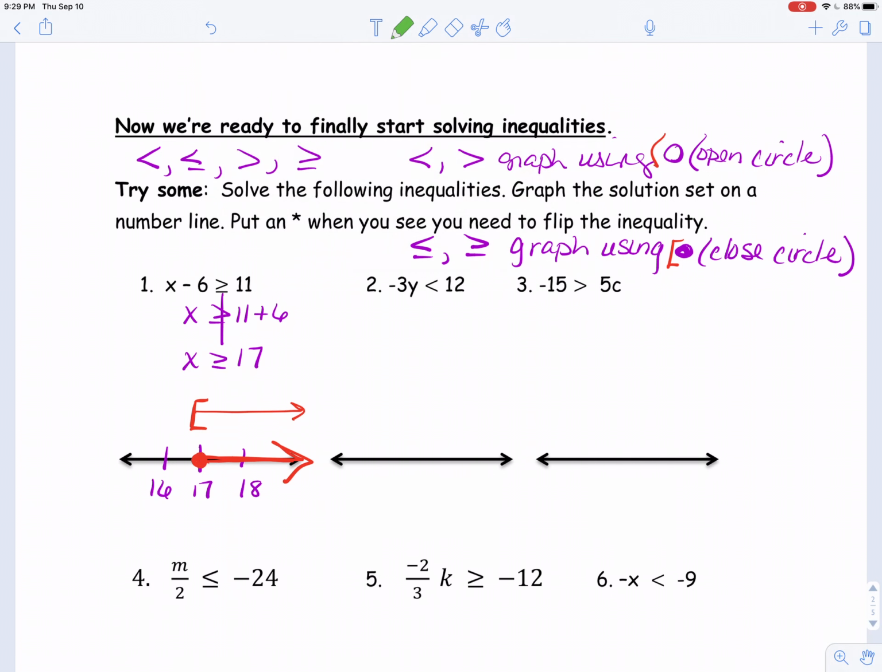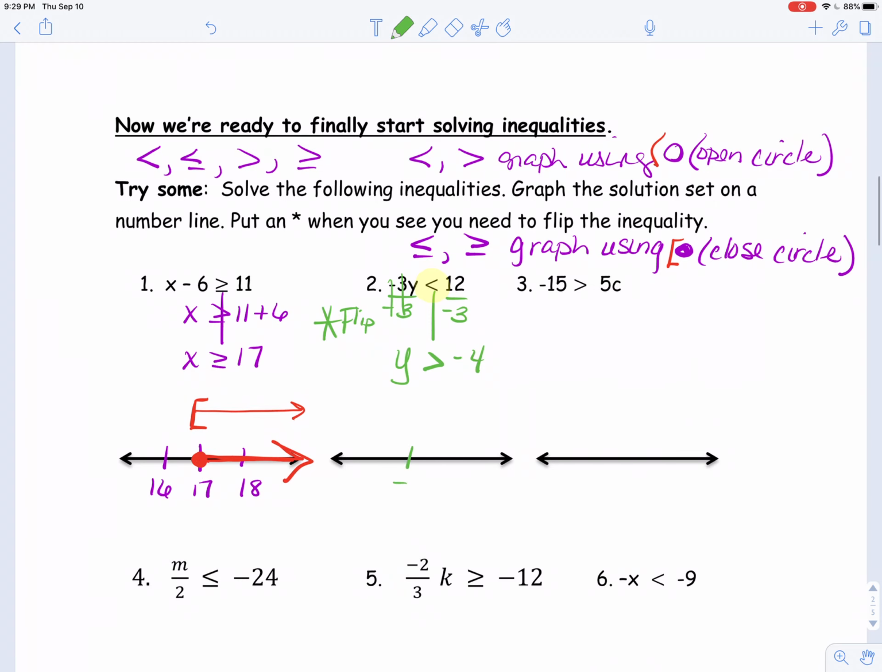All right, the next problem, we've got -3 times y. Well, opposite operations say we are going to divide by -3, but here we are dividing by a negative. So I need to flip. So those cancel. Y is not less than, but because of the flip, it's going to be greater than -4. So if you miss that flip, your graph's going to be shooting in entirely the wrong direction.